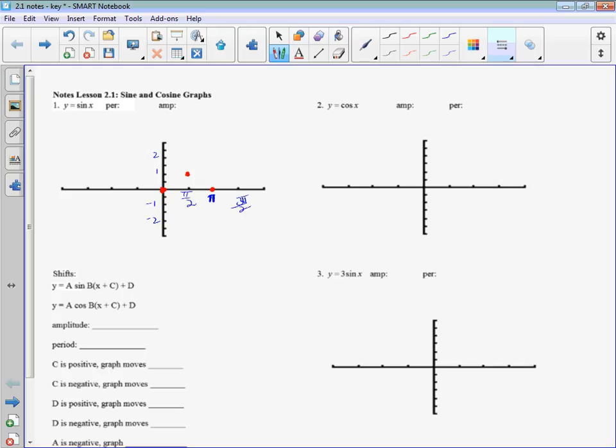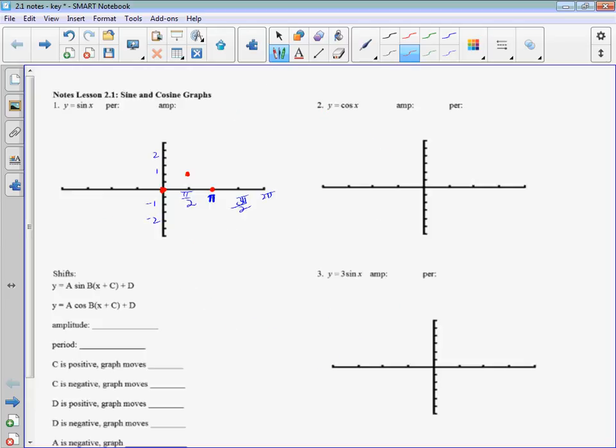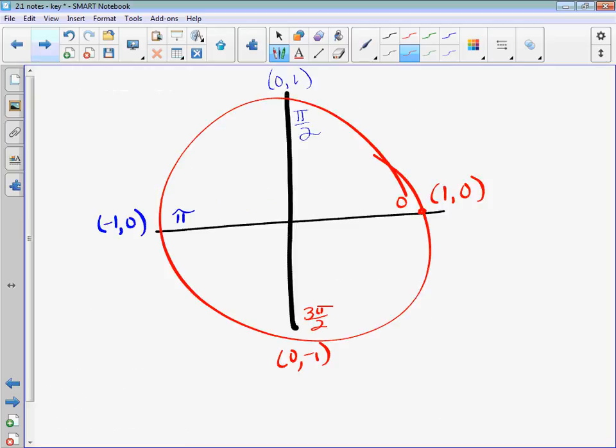Okay, what do you think the last tick mark is going to be so I don't have to change marker colors again? 2 pi. All right, so let's go to our circle. 3 pi over 2. Down here, ordered pair (0, -1). So what's the sine of 3 pi over 2? -1. So we put a dot at -1. Then what about when I'm all the way back to 2 pi? 0.